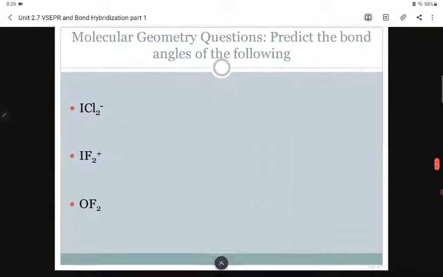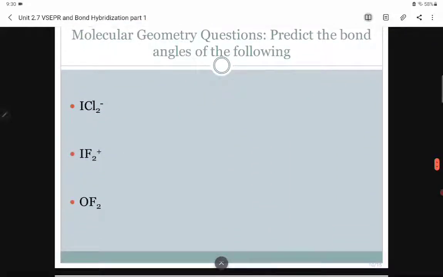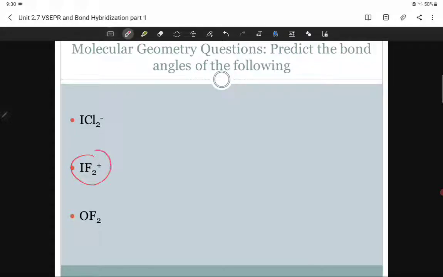Okay, so these ones look a little trickier. So maybe we'll try to tackle one of these. Let's try that one. By the way, the atom that you have lesser of is always the central atom. So we got I. Obviously, we're going to have 2 F's here. Obviously, we're going to have brackets with a positive there. So we know that. Let's try to figure out what we have for dots.